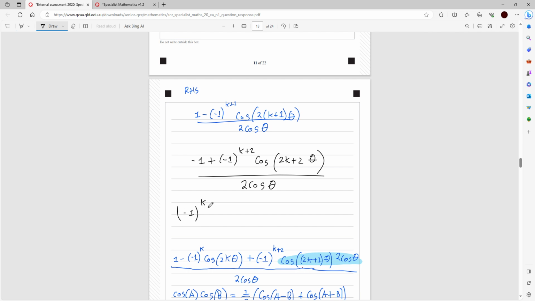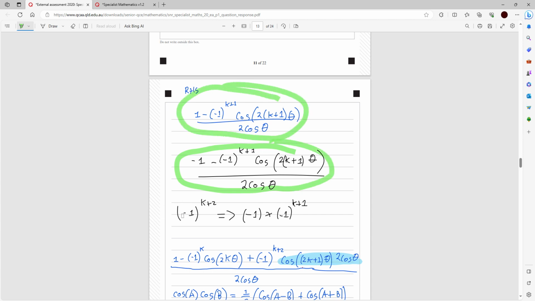(-1) to the power of k plus 2, using our index laws, is the same as -1 times by (-1) to the k plus 1. So hence, this term here turns into a negative term, and this can be reduced to a power of 1. So we can see they're equivalent. All we've got to do is factor out a 2 here as well. And your left-hand side, this entire thing here, is now equal to this entire thing.